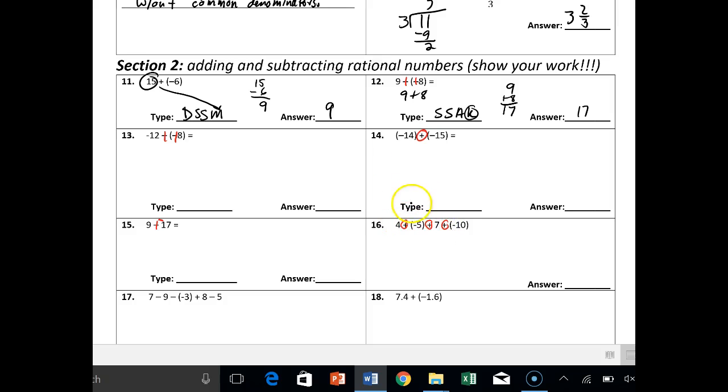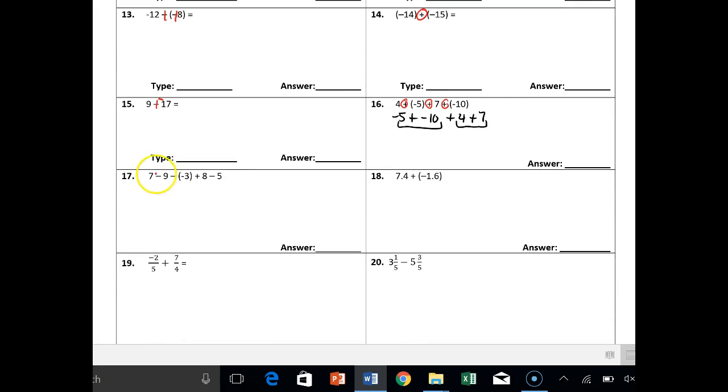Right? On this one, you actually might want to rewrite it as negative 5 plus negative 10, and then plus 4 plus 7, using the commutative property of addition. So adding those two together first, and then adding these two together first, right? Here, do you want to use KCC? Yes. You want to keep, change, change, plus a negative, plus a positive, leave that alone, plus a negative, right? So notice how we left the plus sign alone. So you can rewrite this as 7 plus negative 9 plus positive 3 plus 8 plus negative 5. Then you might want to rewrite it again as negative 9 plus negative 5 plus 7 plus 3 plus 8, right? Then you can add the negatives, add the positives, and then you're down to a DSSM, right?